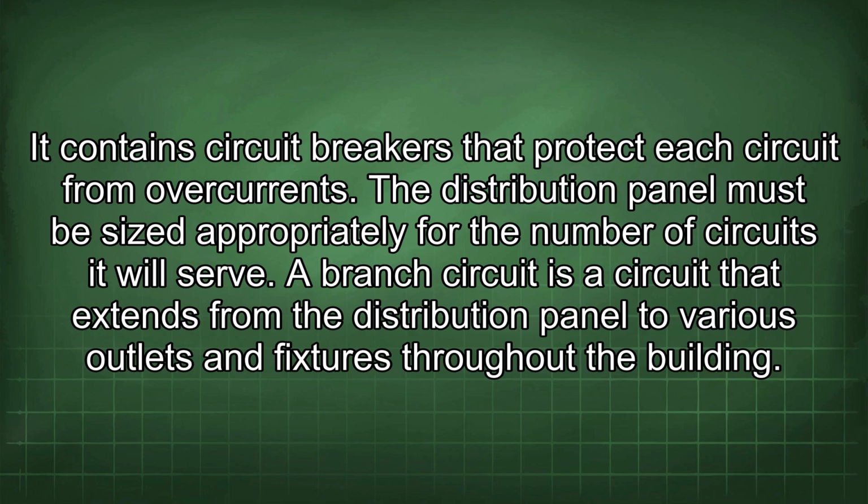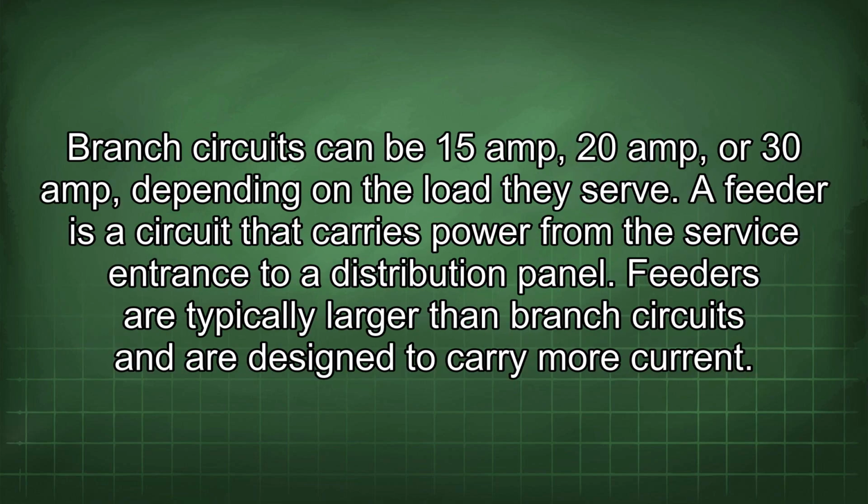A branch circuit is a circuit that extends from the distribution panel to various outlets and fixtures throughout the building. Branch circuits can be 15 amp, 20 amp, or 30 amp, depending on the load they serve. A feeder is a circuit that carries power from the service entrance to a distribution panel. Feeders are typically larger than branch circuits and are designed to carry more current.